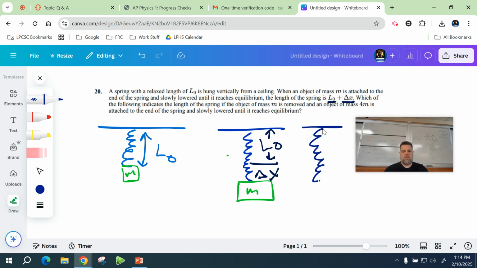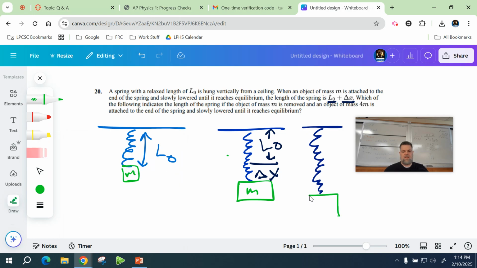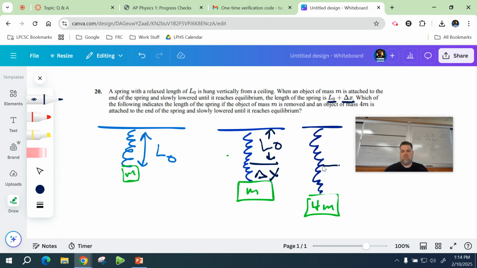where, the assumption is that when I put a mass on there that's 4m, what is the distance? Well, we know that L naught is just going to be L naught. That is its free space. So then what would this be here?